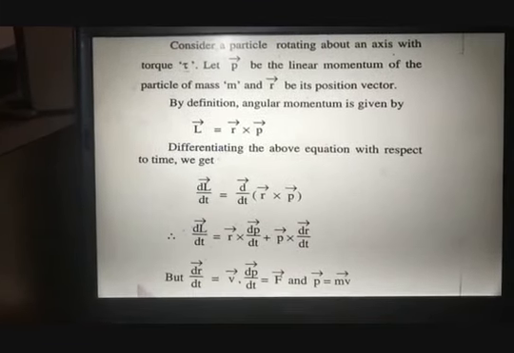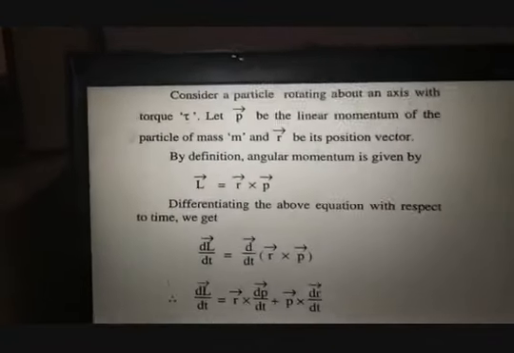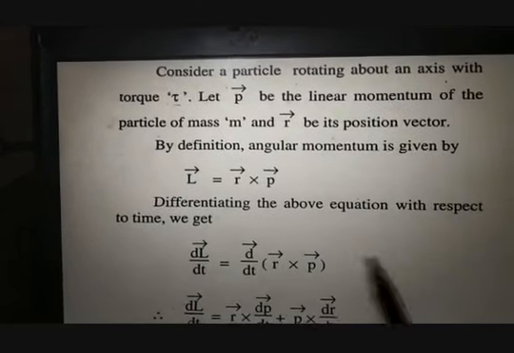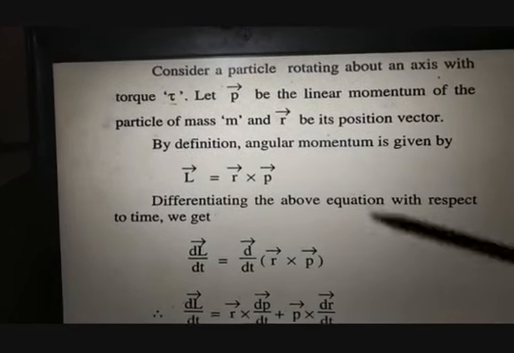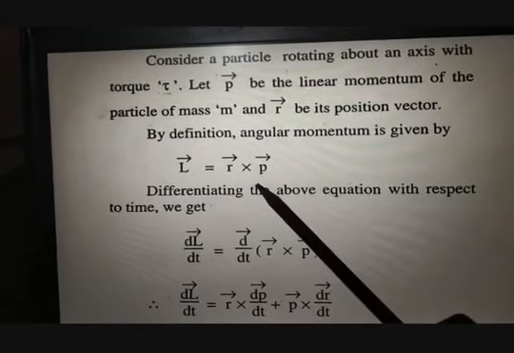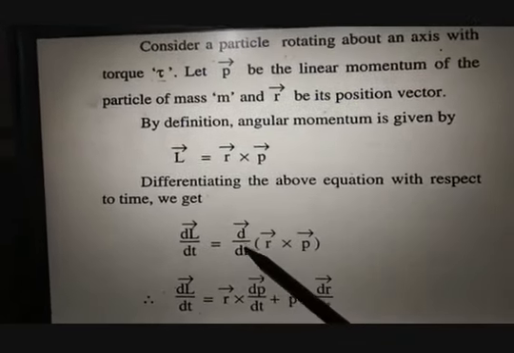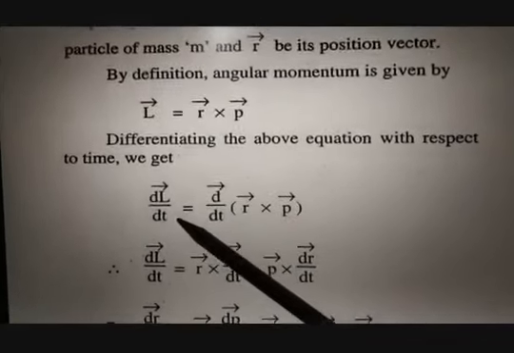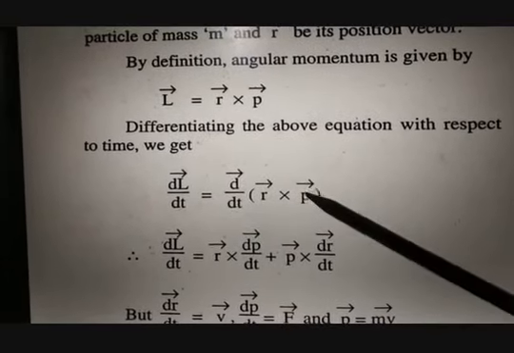Consider a particle rotating about an axis with torque tau. Let p be the linear momentum of that particle, which is of mass m, and r be the position vector. By the definition of angular momentum, which you saw in the last lecture, vector L is equal to vector r cross vector p. Next, differentiate this equation with respect to time. So dL by dt is equal to d by dt of r cross p.